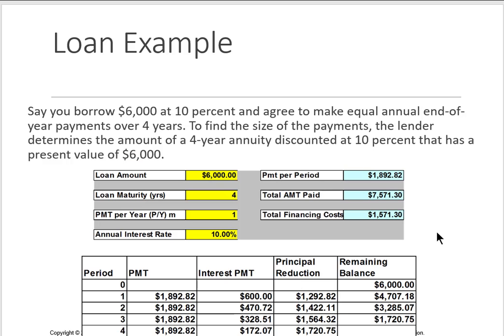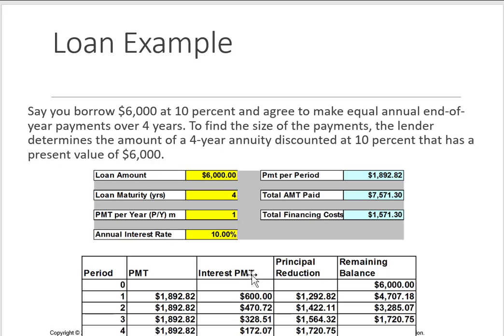So here's a quick example. You have a $6,000 loan at 10%. You're going to make payments for 4 years. You want to find the size of the payment, and we want to create an amortization schedule. So you put the numbers into the cells, right? And you should get a value of $1,892. So if you create this table, time 0 through time 4, add the payments, start the balance at $6,000.